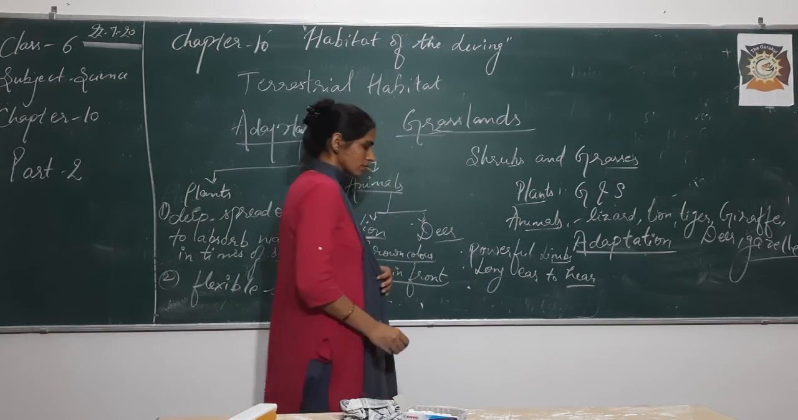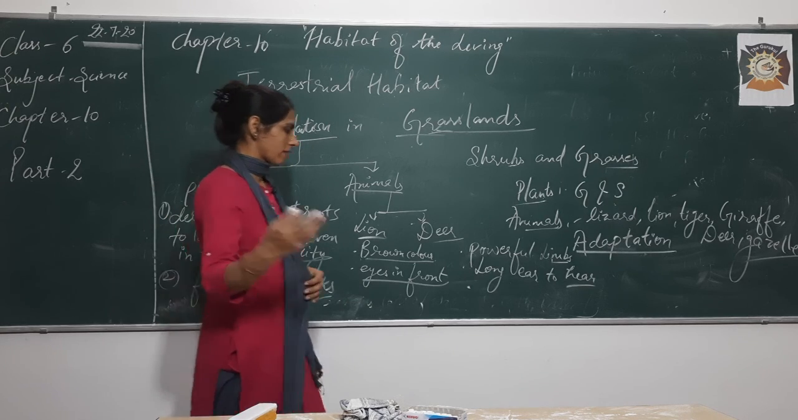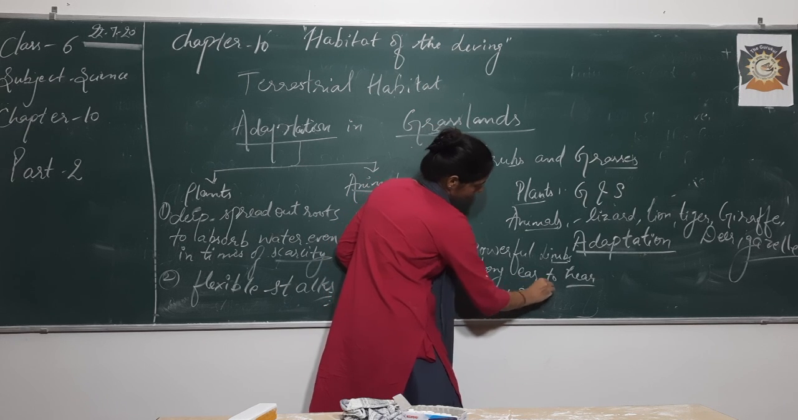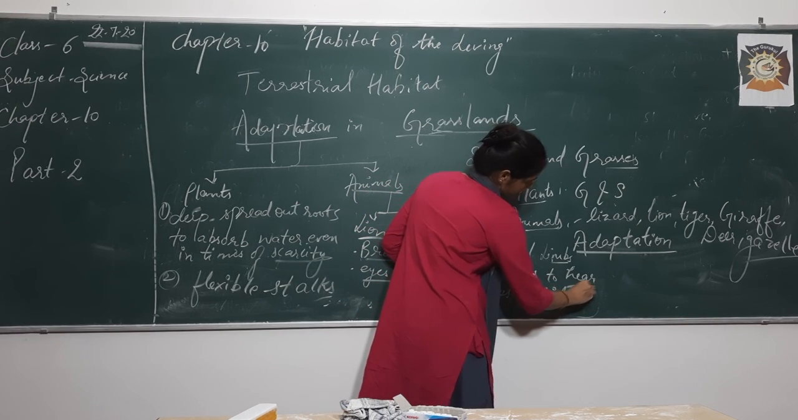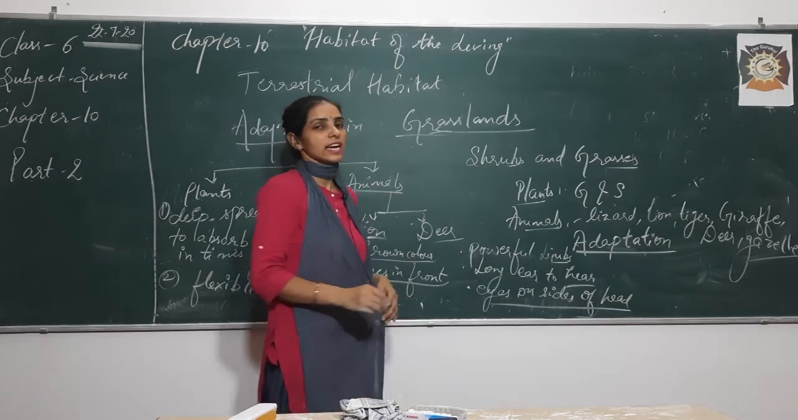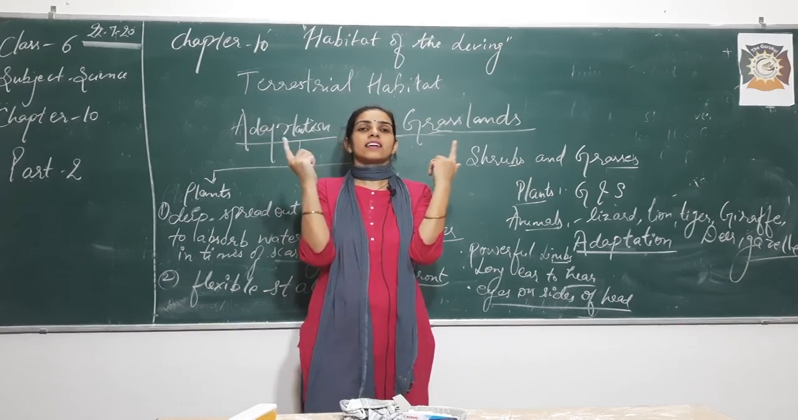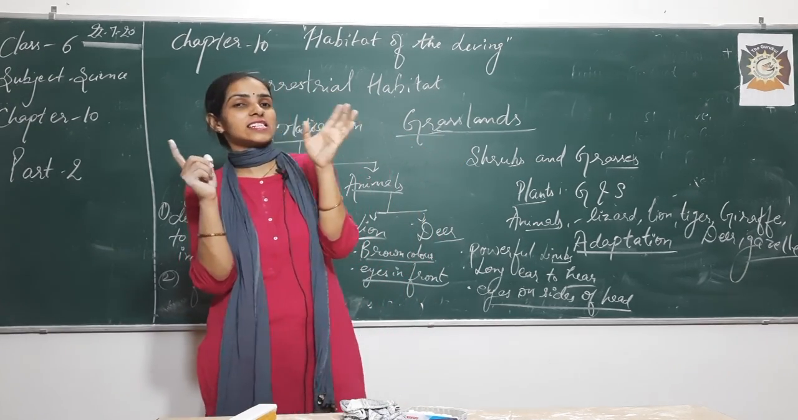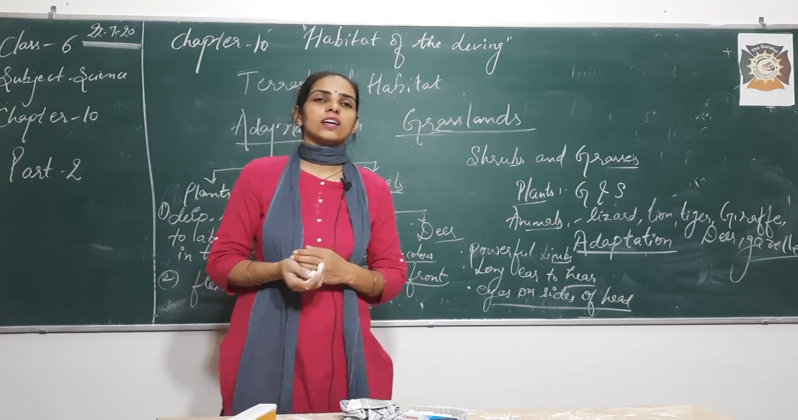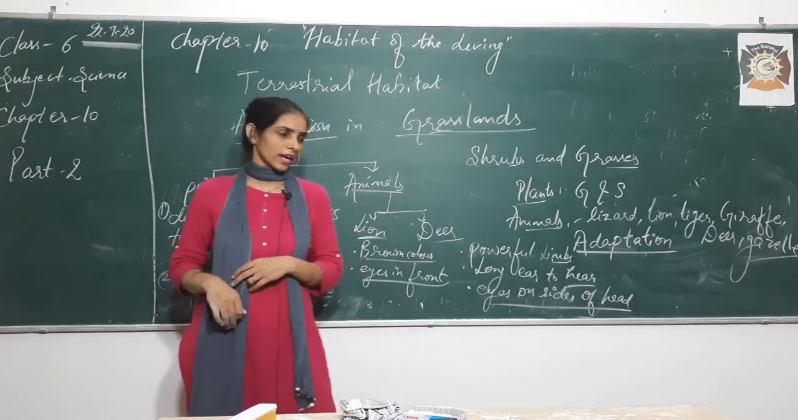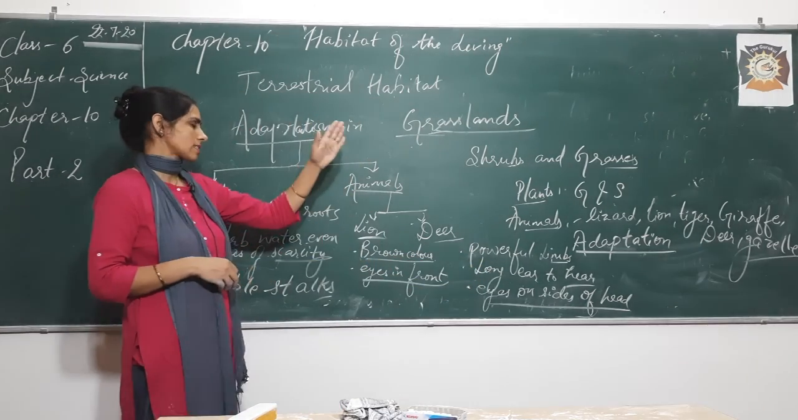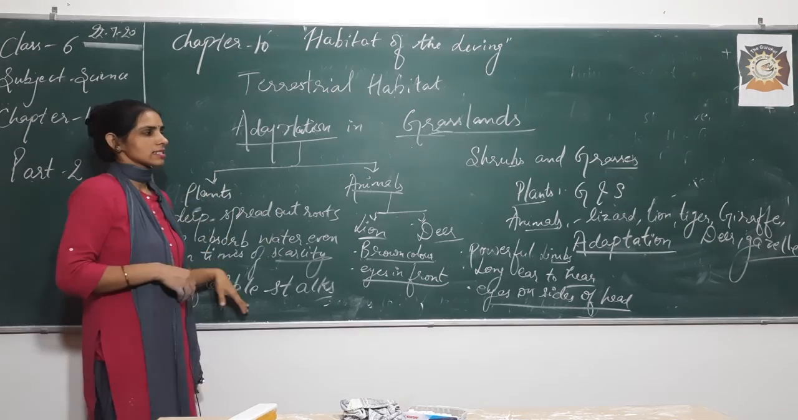Next, we will say they are having eyes on the sides of the head. Why eyes on the sides of the head? So that they can see in each and every direction whether any predator is approaching them or not, so that they can protect themselves in time, right? So these are the various adaptations followed by animals living in grasslands, followed by plants living in grasslands, okay?